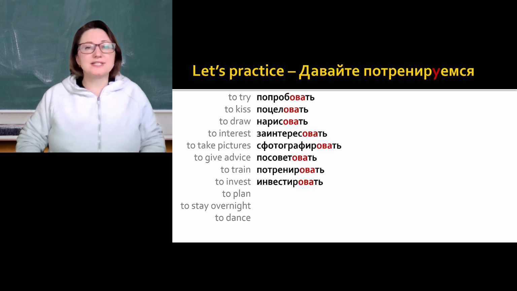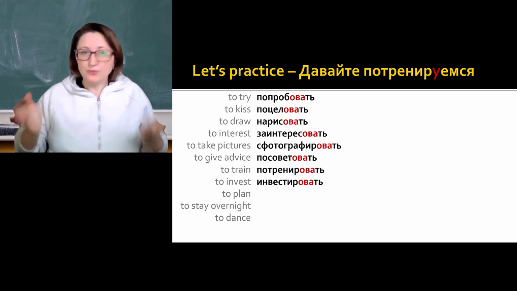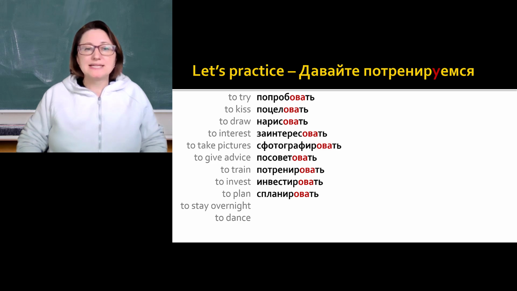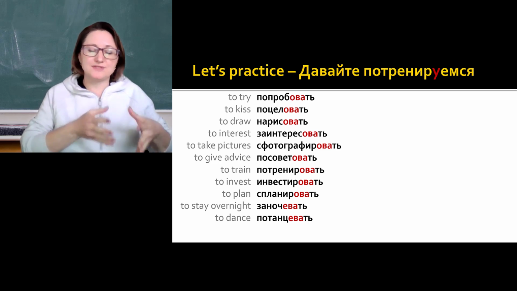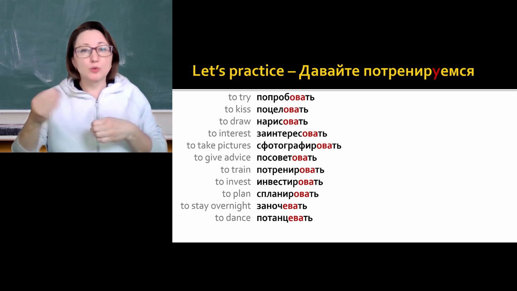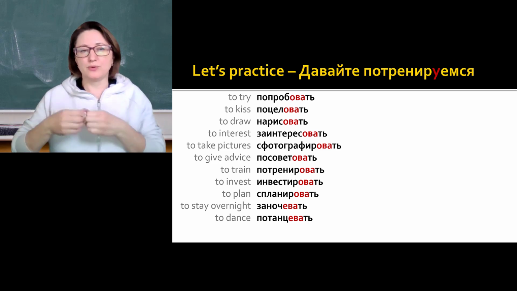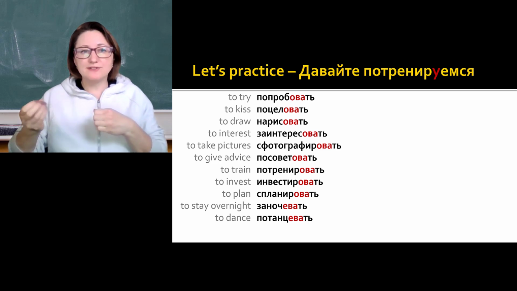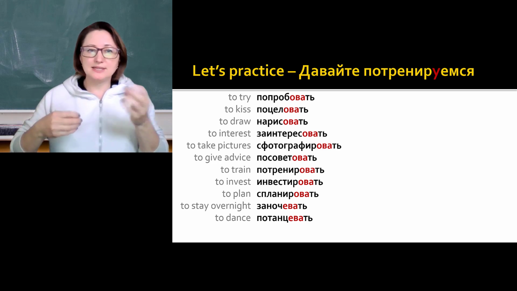And if you remember the previous slide, you will notice that to invest, инвестировать, is actually the same verb for imperfective and perfective forms, which also happens. Then to plan, спланировать. To stay overnight, заночевать. And to dance, потанцевать. Now you notice that perfective verbs usually have something like a prefix in front of them. Like пробовать was imperfective. Попробовать is perfective. Целовать, поцеловать. Рисовать, нарисовать.